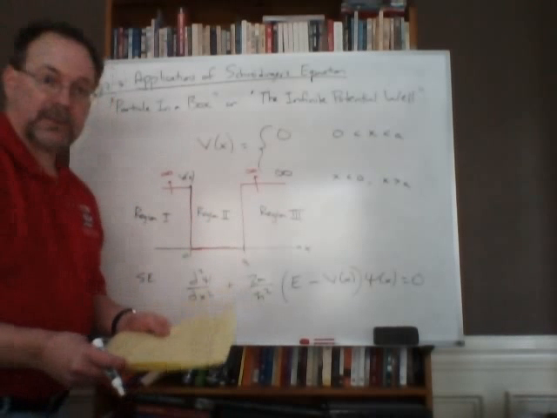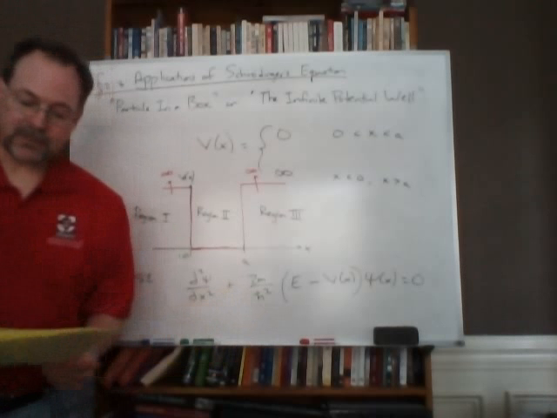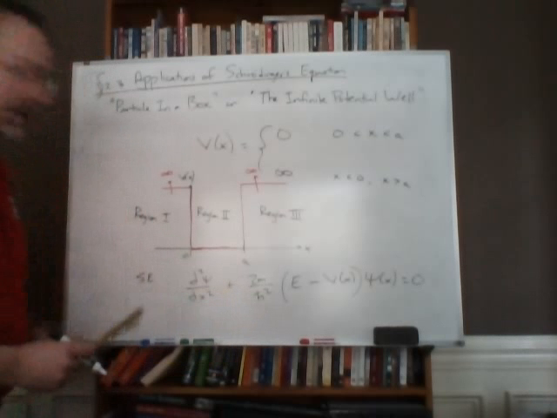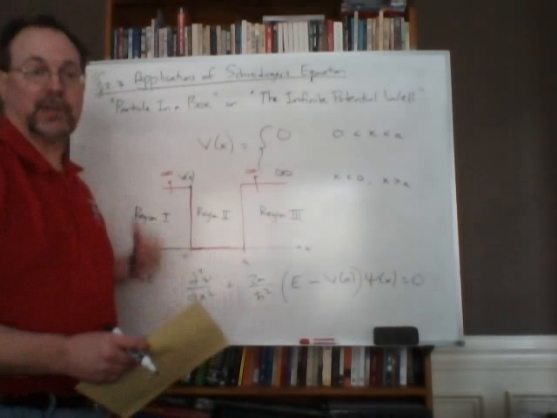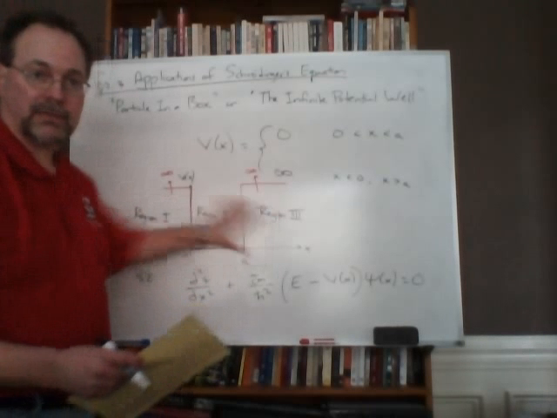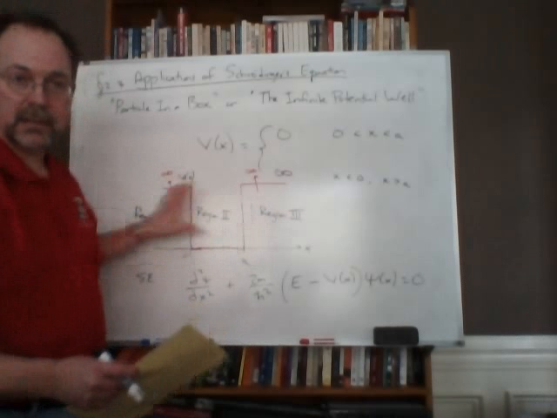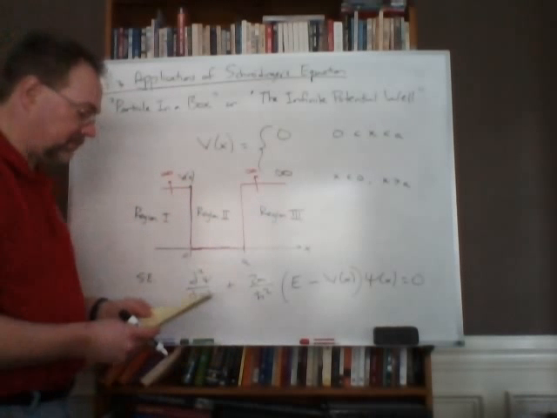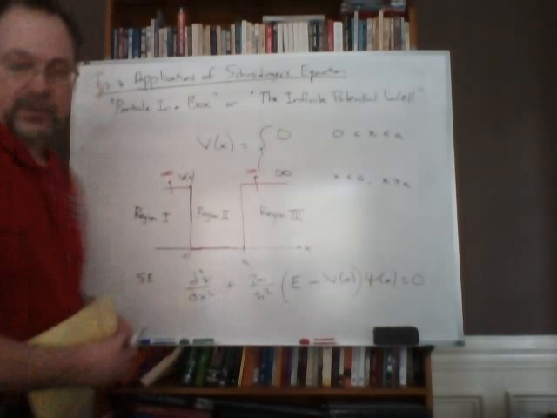All right, so let's see how this works. Oh, and I guess the final step, by the way, is normalization. So after we find the form of psi in each region and tie them together at the boundaries, then we'll apply normalization. All right, so here we go.